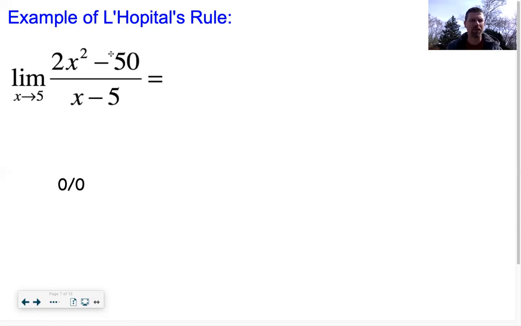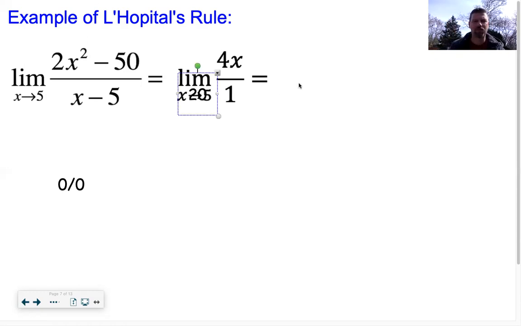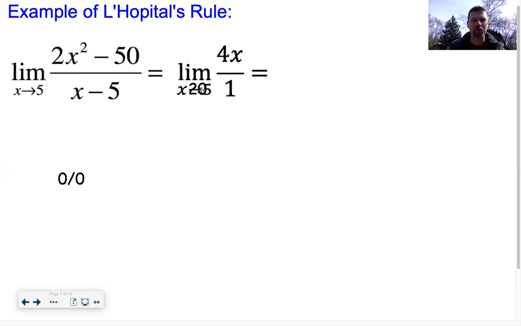So the derivative of 2x squared minus 50, that's 4x. The derivative of x minus 5, that's just 1. Now plug the 5 in. 4 times 5, that's 20. 20 divided by 1, answer is just 20. I don't have to go through all the algebra with L'Hopital's rule. I can just do the derivative, plug things in, get my answer right away. It's pretty slick.